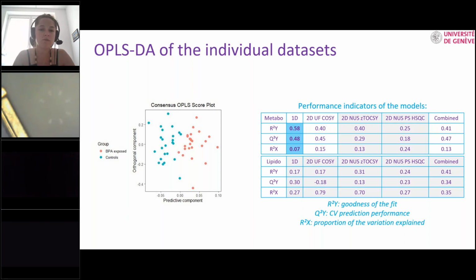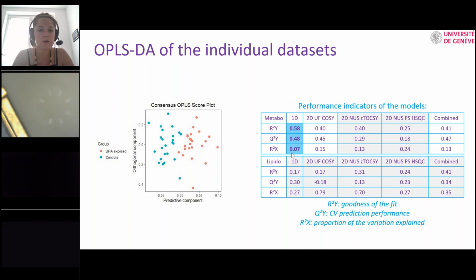And even if it's an arbitrary value in metabolomics, we often use this Q square Y value of 0.4, and above it's a model that we can have confidence in, and if it's below 0.4, it's not a model that performs quite well in terms of prediction. And if we look at this table here, we can see that only the 1D metabo and the 2D ultrafast COSY for the metabolomic part are above 0.4.